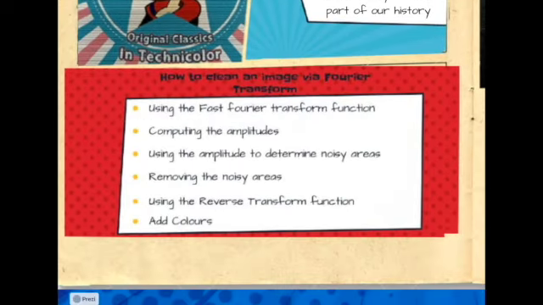So the question is, how do we clean a photo via MATLAB? Well, using the fast Fourier transform, we're able to calculate the amplitudes. From this, we're able to spot the noisy areas and remove them. After which, we're able to use the reverse fast Fourier transform to get an improved image. However, this process only allows one color at a time, therefore at the end, we'll add the colors back together.